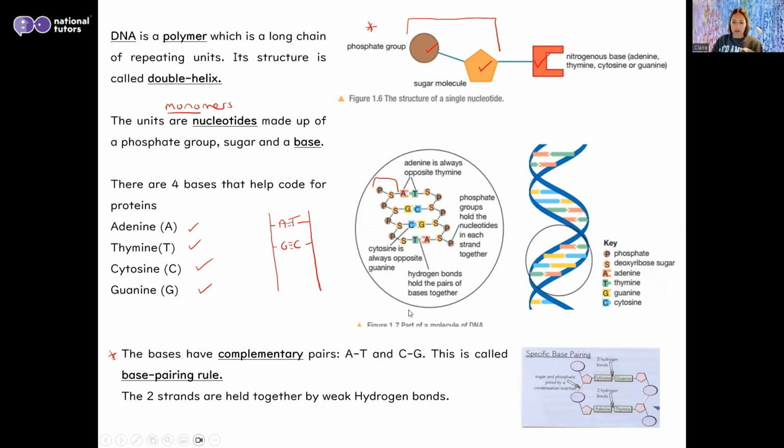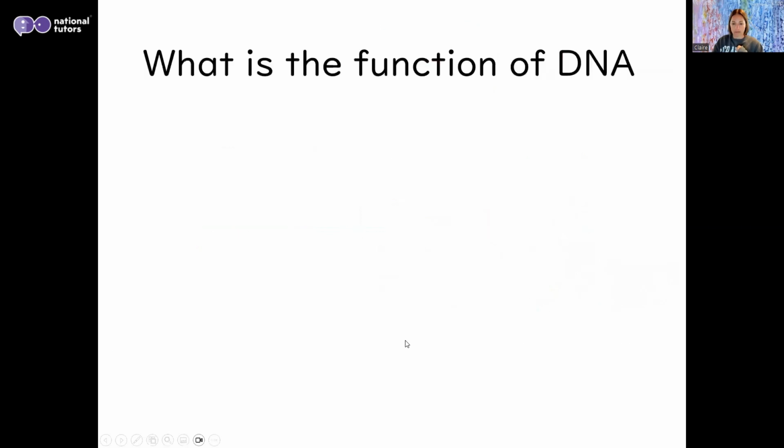You need to know the nucleotide structure. You need to know that it's a double helix because it's double stranded and they're twisted, and you need to know the four bases and how they pair up, the complementary pairs of the bases, and then you've got your hydrogen bonds. Okay, really important.